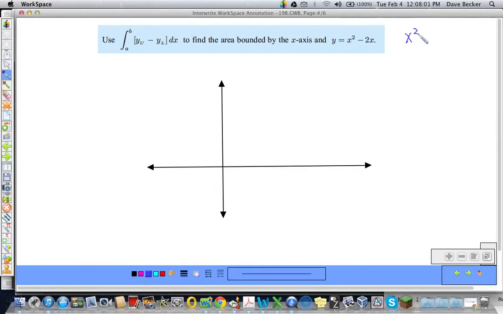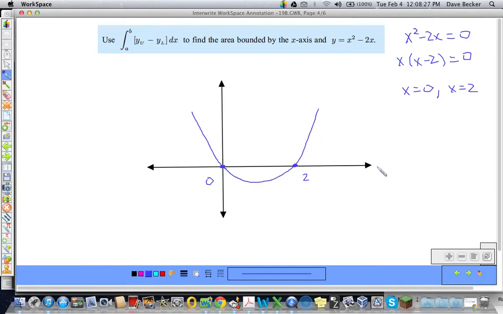So x squared minus 2x equals 0. Factor out an x: x times (x minus 2) equals 0. So that means x equals 0 and x equals 2. So I have my intercepts here, and let's call this 2 right here. Okay, and we know it's a parabola and it opens upwards, so the only possibility is for this region to dip below the x-axis.